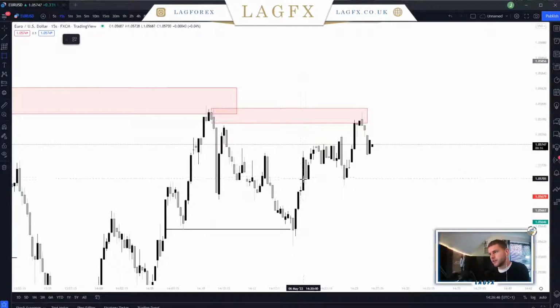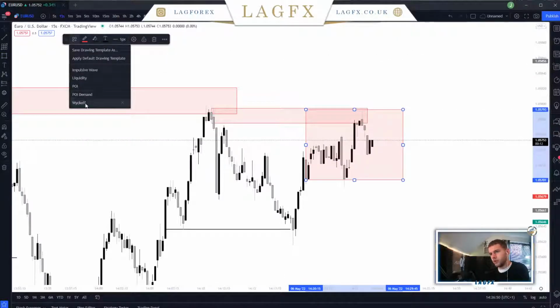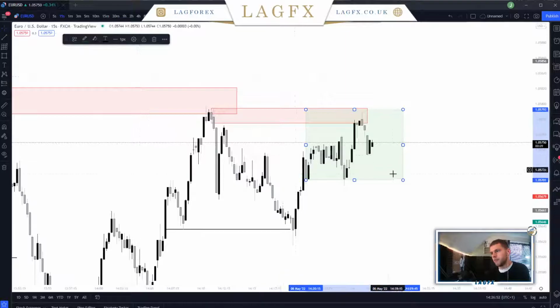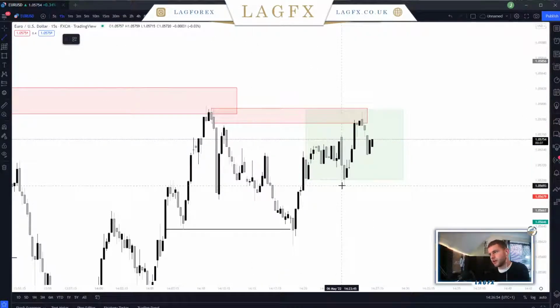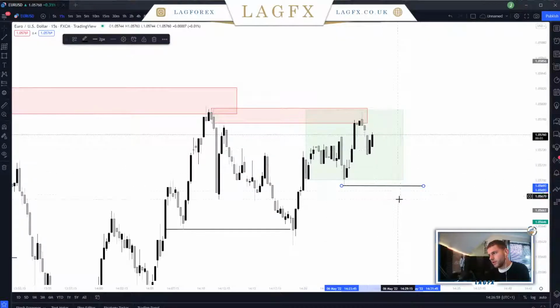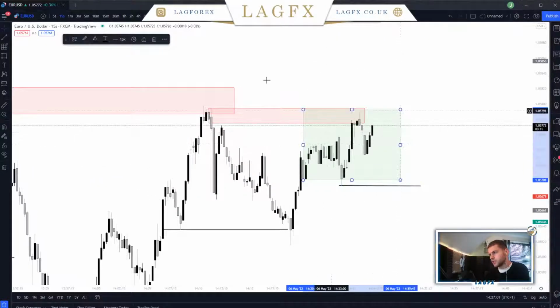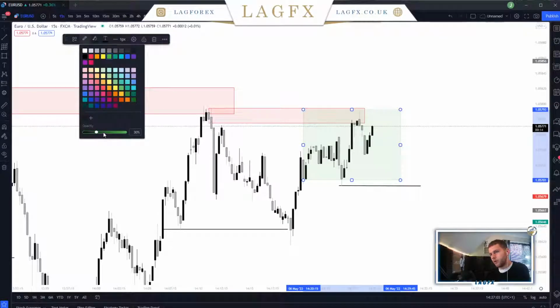In the scheme of things, this entire move here is the distribution or the third box that we need to see. So what we can look for is we can wait to see if price now displaces this low. If it displaces this low, we can then look for a reaction or a retest back up, but we need that displacement first.